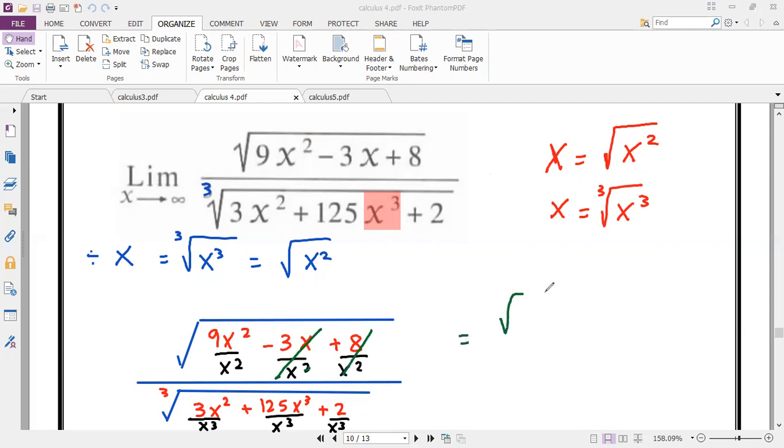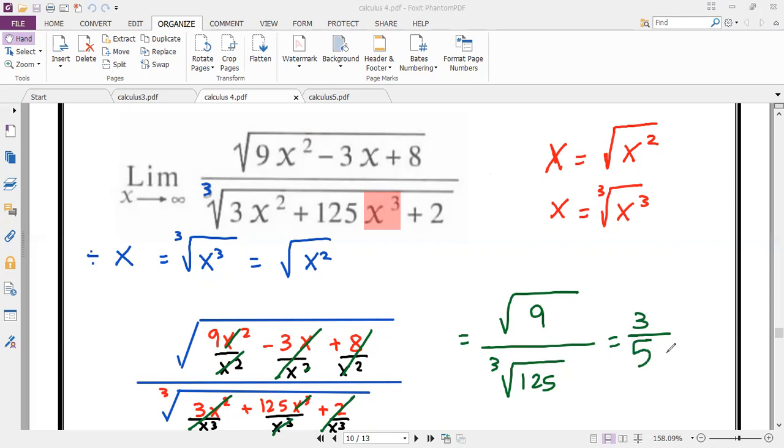So it's the square root of 9, because x to the power of 2 cancelled with x to the power of 2, all divided by the cubic root of. Here, x to the power of 2, and here x to the power of 3, so it's 0. And here 0. And x to the power of 3 and x to the power of 3 cancel each other out, so it's the cubic root of 125. The square root of 9 is 3, and the cubic root of 125 is 5.